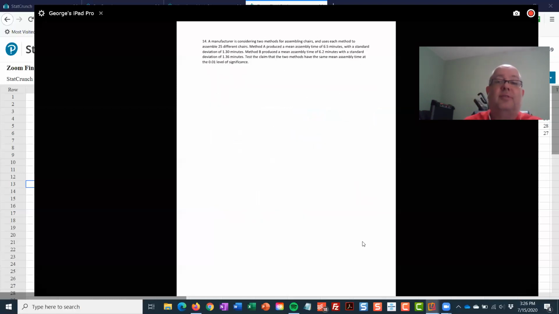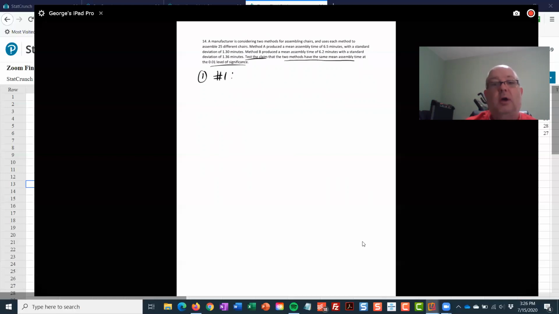This is a problem involving summary, and there's really no conditions that we can check here other than the samples are small enough compared to the population size. If we multiply 20 by the number of chairs, 20 times 25 is 500. We were assuming the manufacturer is making a lot more than 500 chairs. So we can go ahead and do this as a two-mean test. We test the claim. We've got a level of significance. And here it says the two methods have the same mean assembly time. So we're saying that the mean of one population is the same as the mean of the other. That's a two-mean test.